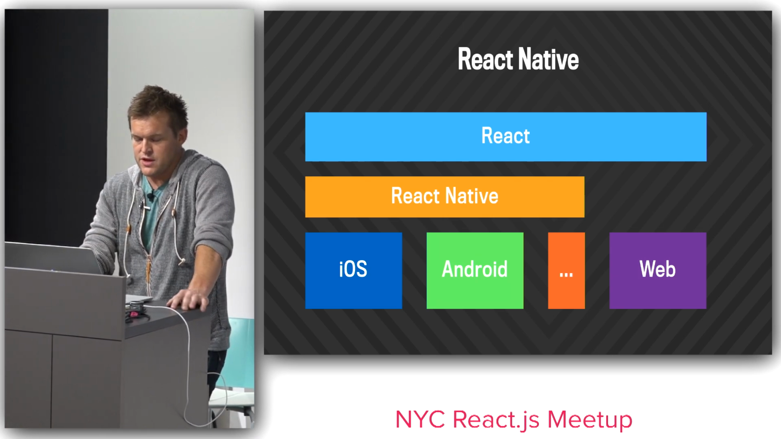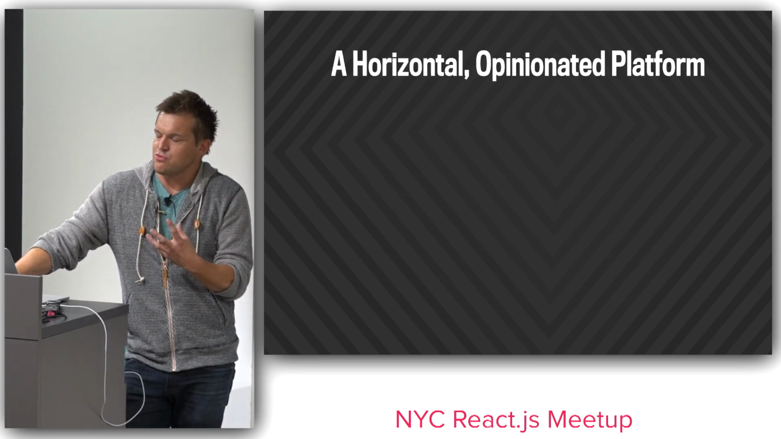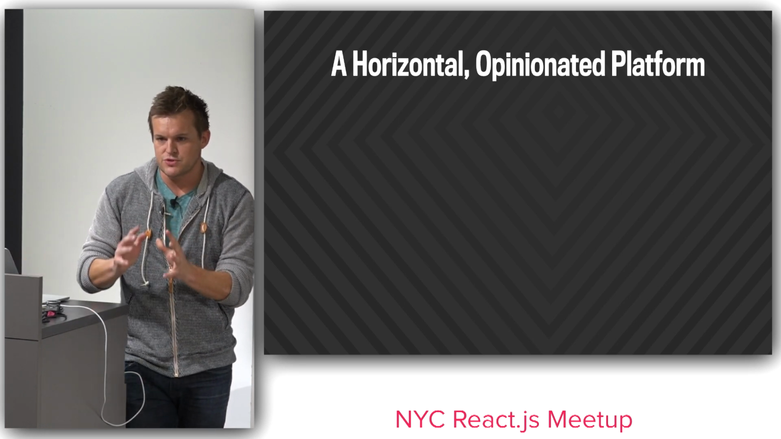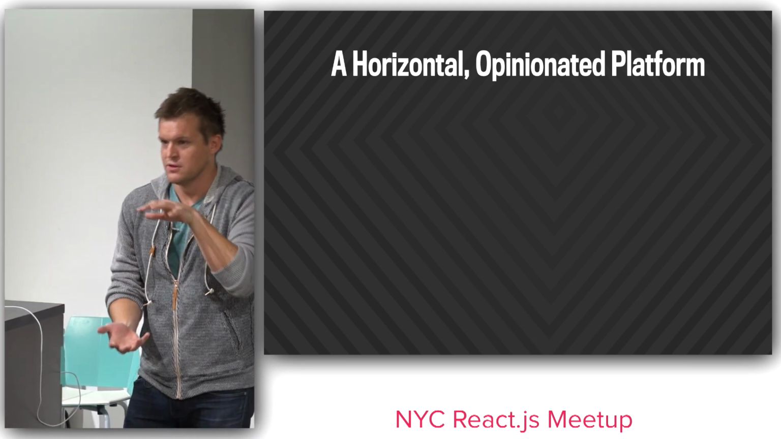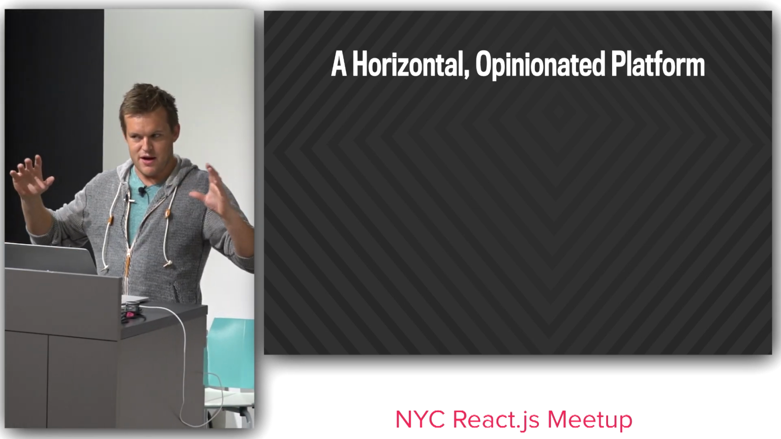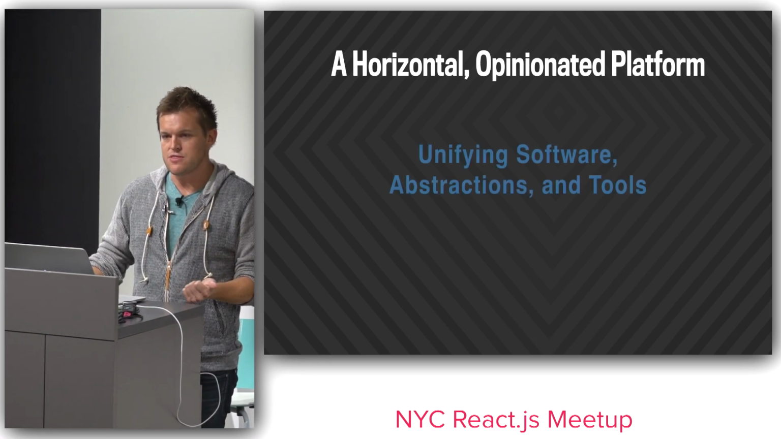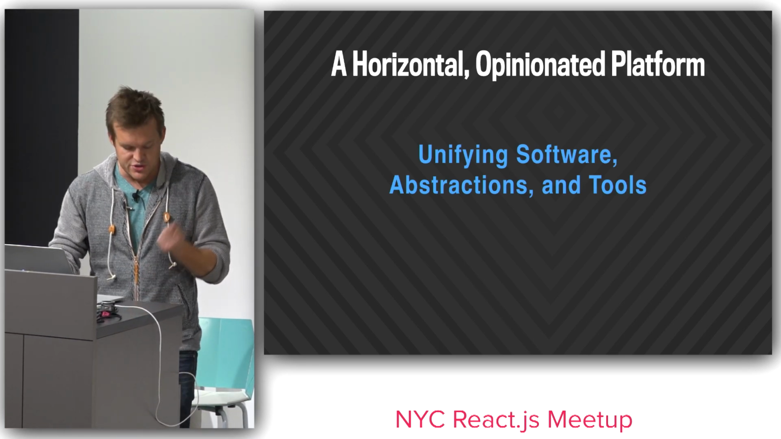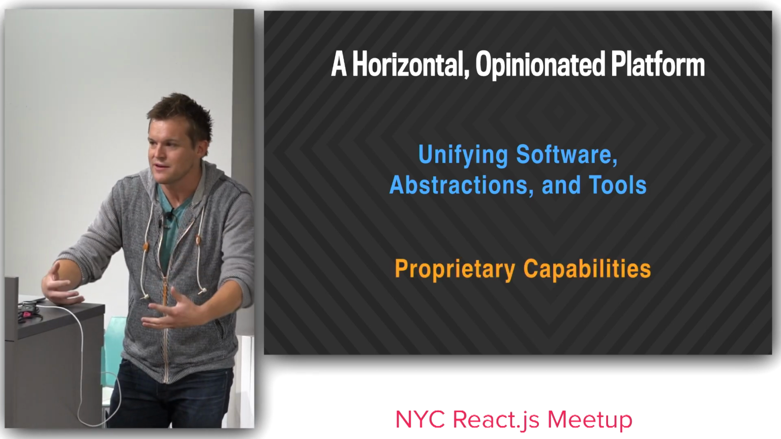And in this way, the phraseology we're using and the way we're thinking about this is that this makes React a horizontal, opinionated platform, meaning that we don't seek to replace the entire stack. We're not building our own mobile OS. Instead, we're overlaying what is actually a relatively thin layer of software, but software that has opinions. And therefore, you can build unified abstractions, and you can use unified tooling. But you can still hop down and utilize the proprietary capabilities that customers demand.